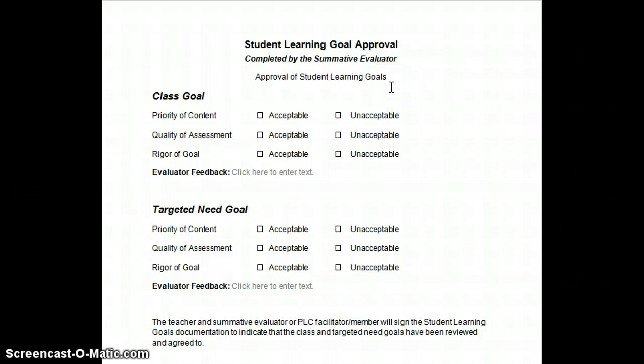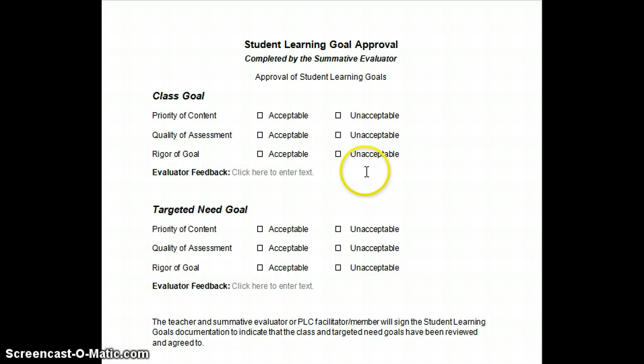And again, this depends on what year of the cycle you're on. If you're on year 1 or 2, you can be completing this form with your PLC members or your PLC facilitator. If you are on year 3, you would be completing this form with me, the summative evaluator. Again, we're looking at the class goal, the targeted needs goal, and underneath each goal, we're looking at these three things: priority of content, quality of assessment, and rigor of goal. The ultimate goal is to have acceptable checked in all of these boxes.